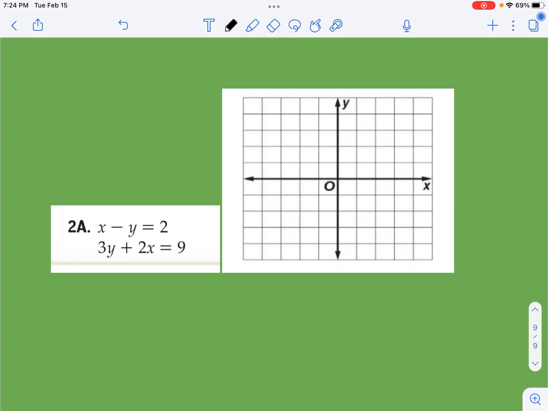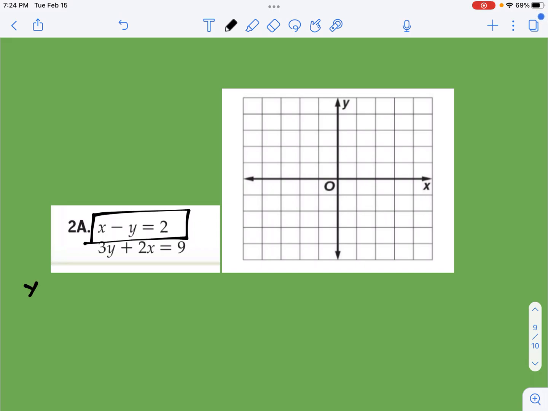But it's good to have this graphic representation of what this looks like, because then it might make more sense to you. All right, so let's do this one first. x minus y equals 2. I think both of these equations we're going to graph using intercepts.